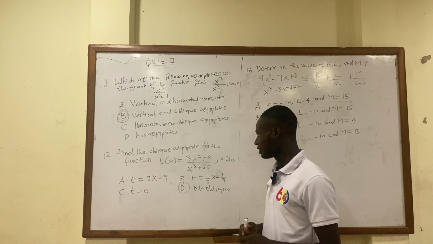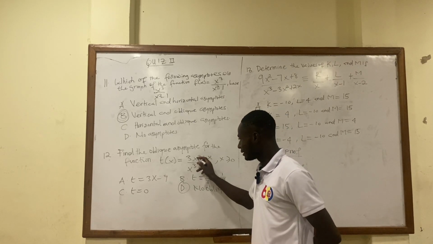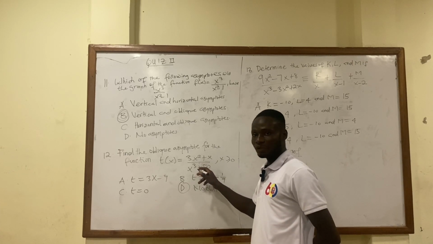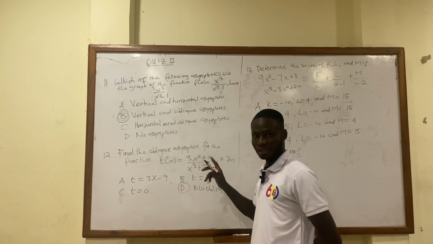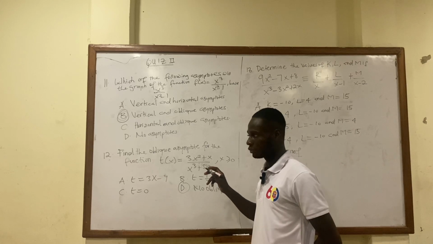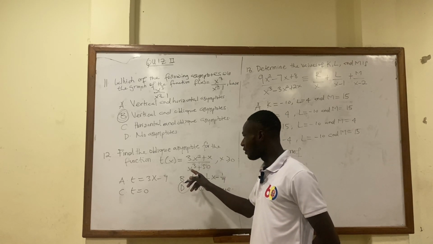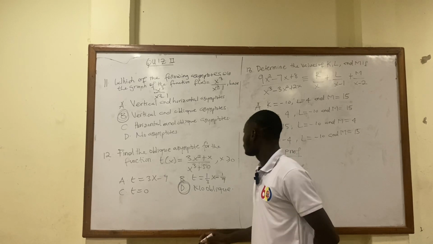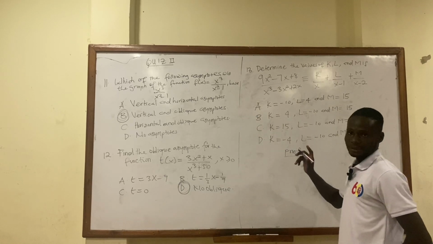So note this condition. Since the degree of the numerator is less than the degree of the denominator, we say there is a horizontal asymptote, but there is no oblique asymptote. But this question is demanding an oblique asymptote, so we say no oblique asymptote. All right, let's go to question 13.